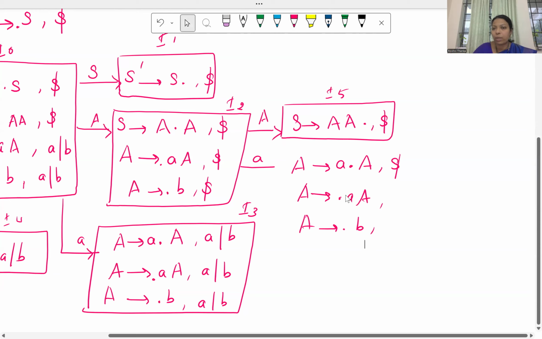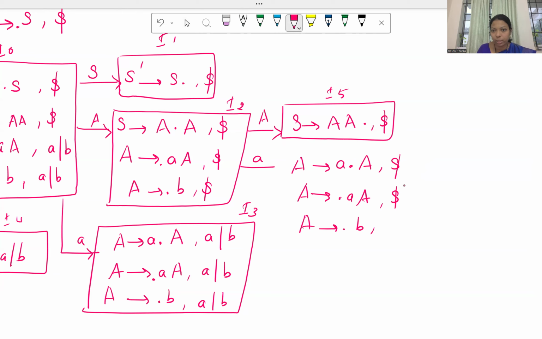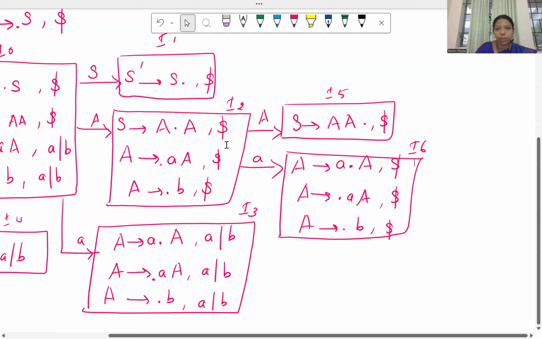So for this A only, we are finding this closure. For the rest of the symbols, you have to find the lookahead. So here we have only dollar. First of dollar is dollar itself, so I'll write dollar here. And after the dot, here is a terminal, here is also a terminal, so no further expansion. So we'll finish this canonical item. This is I6. So in I2 only we are doing all this.